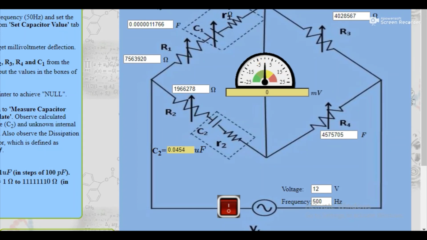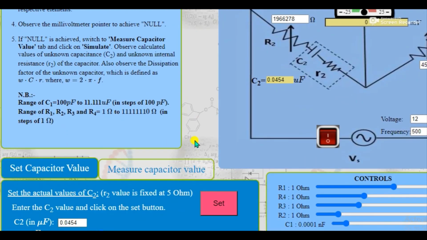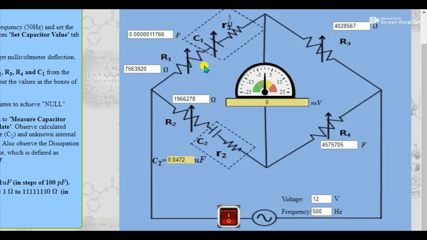This is your null deflection. You can change the value and this will get deflected. I am facing some problem here because I can't show the screen whole. So I'll just provide you with the readings and this link. You can perform it by yourself. Here I am changing. Okay. Let it be 0.0472. Set. Click on set. So you can change these values also and then you'll get some reading over here. I'm just going to show you the readings table.